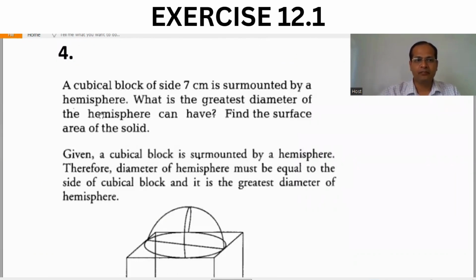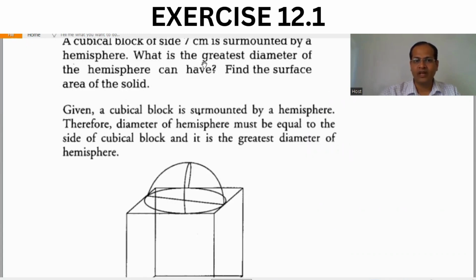Now next question. A cubical block of side 7 centimeter is surmounted by a hemisphere. What is the greatest diameter of the hemisphere? Also, find the surface area of the solid.